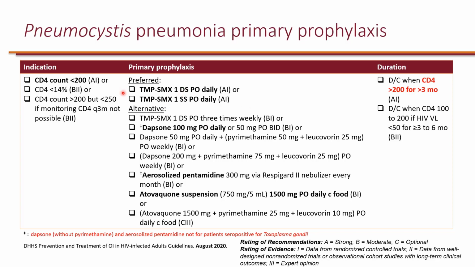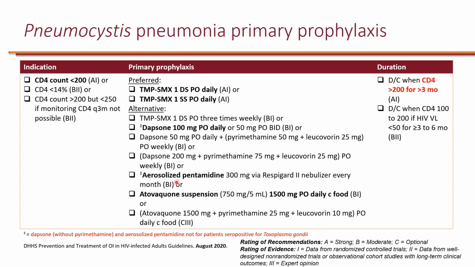Now, in people who cannot tolerate Bactrim even with a lower dose, there are some alternatives listed here. Specifically, you can use dapsone monotherapy. However, we're going to talk about toxoplasmosis prophylaxis in a minute, but basically dapsone monotherapy does not provide prophylaxis for Toxoplasma gondii, so that's important to know. Now, if you use dapsone in combination with pyrimethamine and leucovorin, that also gives you protection against toxoplasmosis.